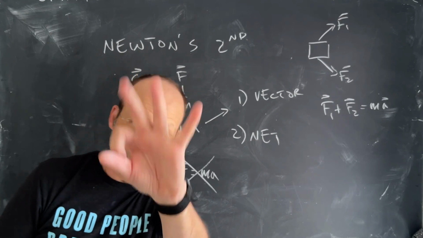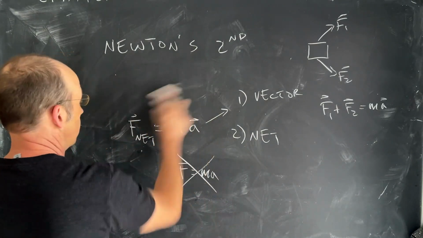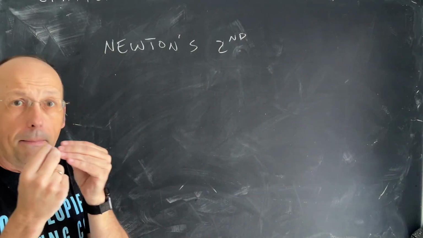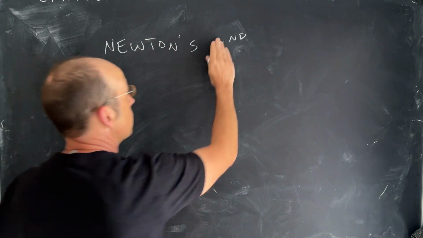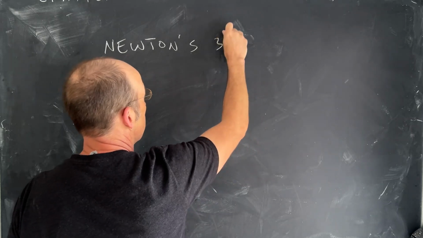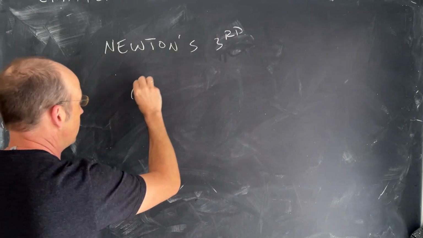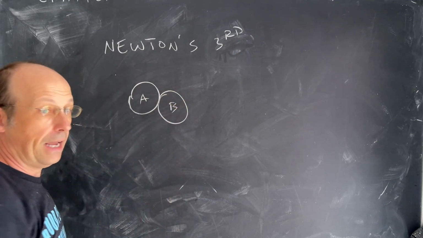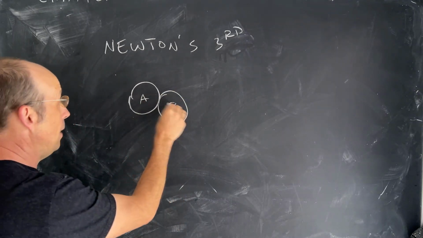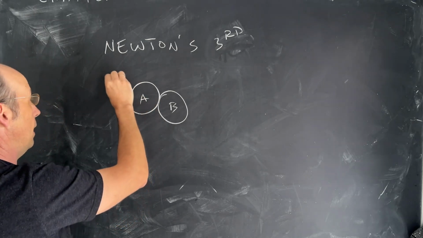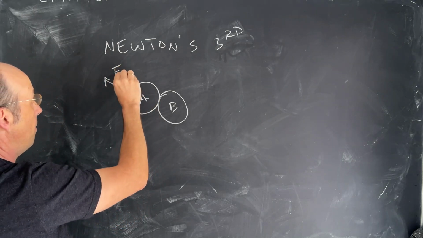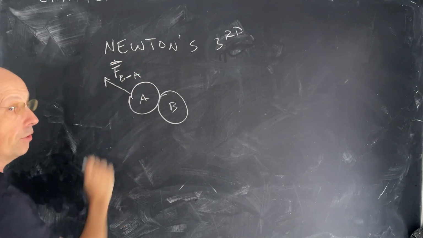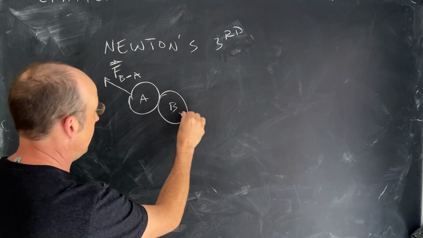Okay, third law. But just remember, we're trying to describe interactions using force. This says that if I have two objects, A and B, and they are interacting, then B will push on A during this interaction, and it'll be like this. I'm going to write this as F B on A. So this is the force, the vector force of B pushing on A. Well, A also pushes on B this way.